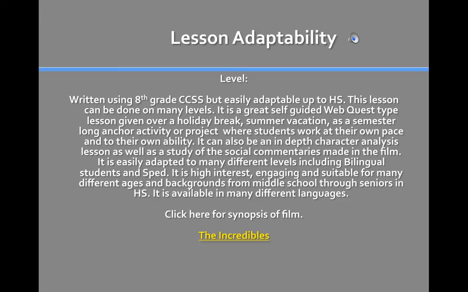It can be an in-depth character analysis or a study of the social commentaries made in the film. It can be adapted to many grade levels, including bilingual students and special ed. It is high interest, engaging, and suitable for many different ages and backgrounds, from middle school through seniors in high school. The movie clips are also available in many different languages.